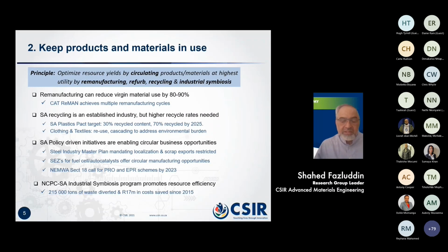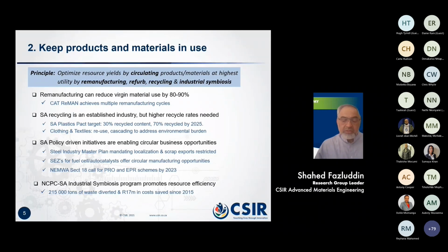Whilst recycling is an established industry in South Africa, there is a need to improve waste recovery rates. Low-hanging opportunities lie in the plastics industry. Reuse or cascading can alleviate the environmental burden from disposed clothing and textiles. Companies like the Clothing Bank in Randburg are driving such initiatives within the local textiles industry.